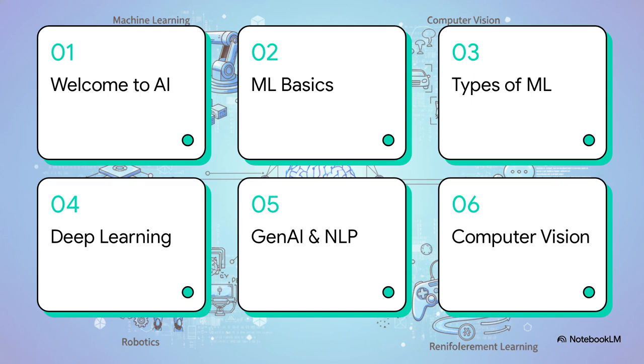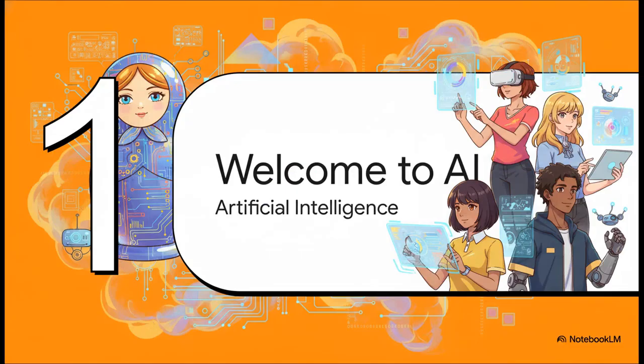Okay, let's dive into this roadmap. We'll be covering 1. Welcome to artificial intelligence. 2. Machine learning basics. 3. Types of machine learning. 4. Inside deep learning. 5. Generative AI and NLP. And 6. Computer vision. Alrighty, kicking things off with Section 1.